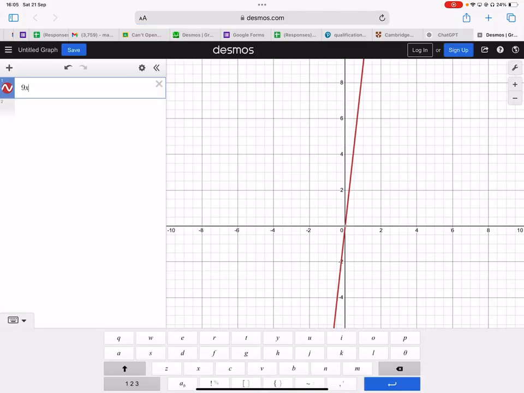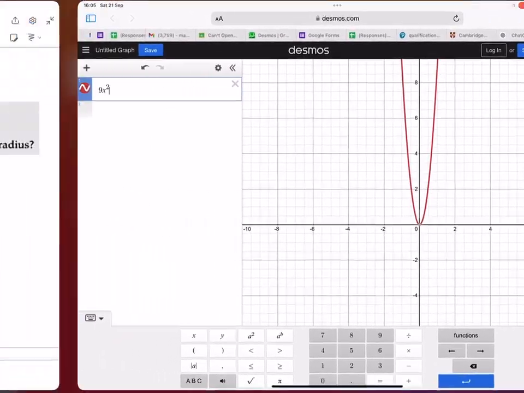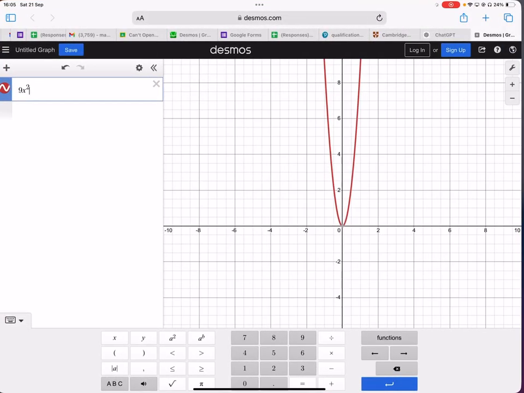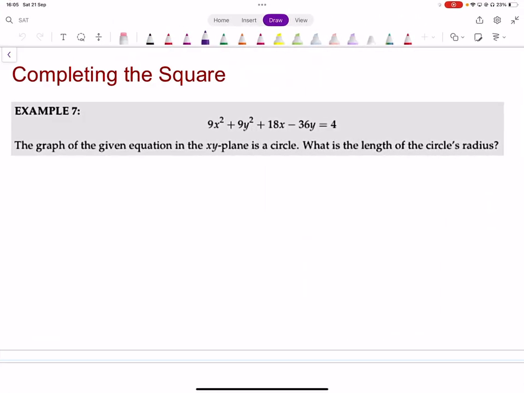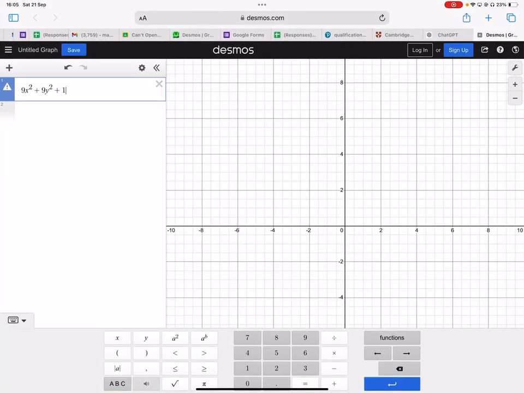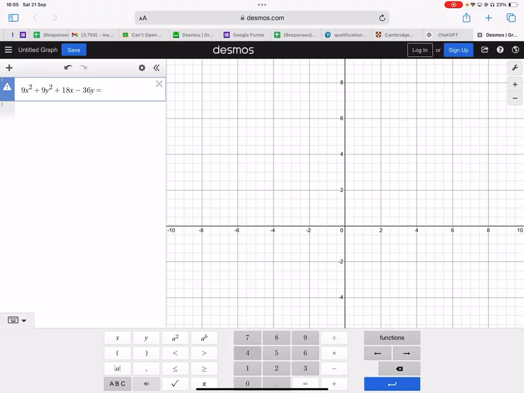9x squared plus 9y squared plus 18x minus 36y equal to 4. And you get the circle.